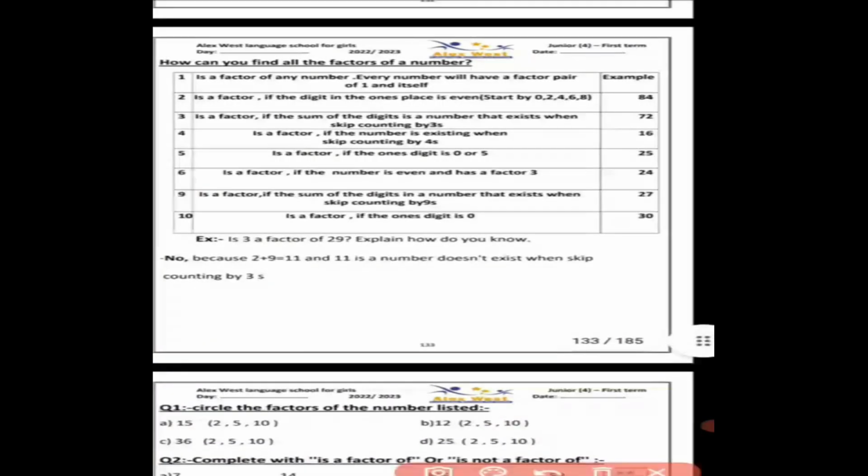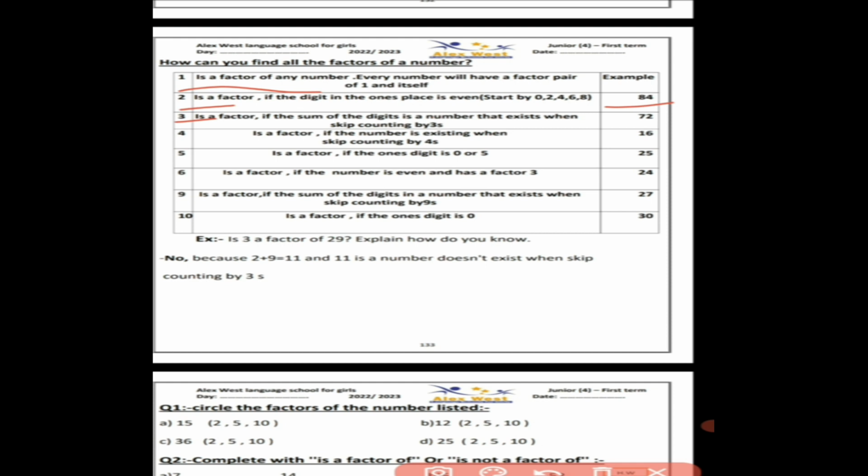Remember that 1 is a factor of any number. 2 is a factor of an even number. What's the meaning of even number? The digit in the ones place is even, starting with 0 or 2 or 4 or 6 or 8. So 2 is a factor of any even number. Example 84. 84 is an even number, so 2 is a factor of 84.